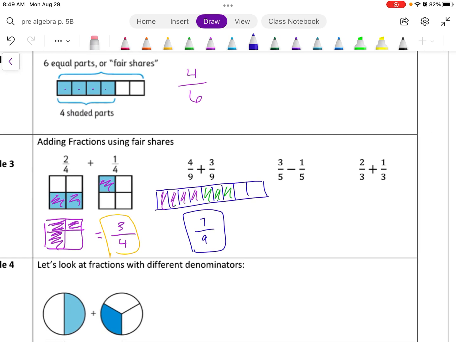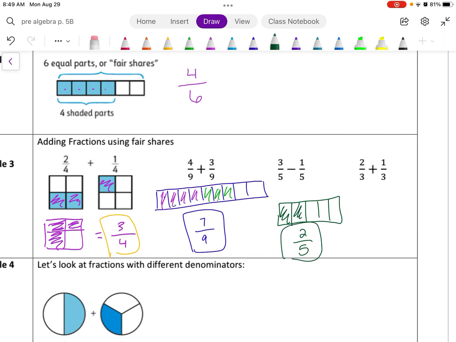Now we want to subtract 3/5 minus 1/5. Okay, so if we draw our shape with 5 equal parts, 1, 2, 3, 4, 5. So we have 3 of them. That's 3/5, but we actually want to take away 1, which would just leave us with 2/5.